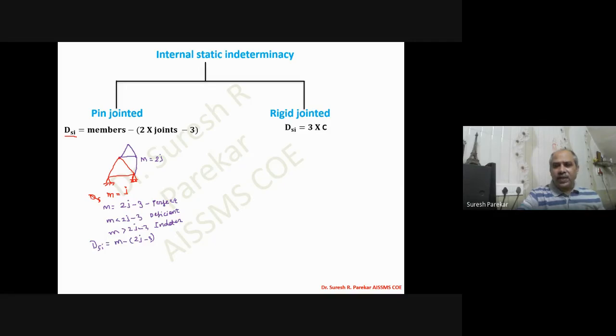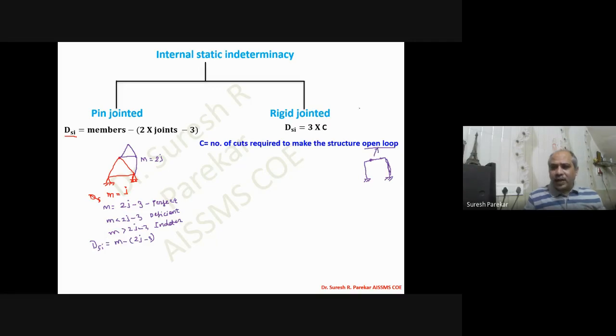Now if I go to rigid joint, then we have DSI equal to 3C. What is C? C is equal to the number of cuts required. What does it mean? Open loop means if you start to move from one point, and to come to the same point you have to retrace the path, then that is an open loop. Now if I have this joint, and I start from this joint, and to come to the same joint I have to retrace the path, then this is known as open loop.